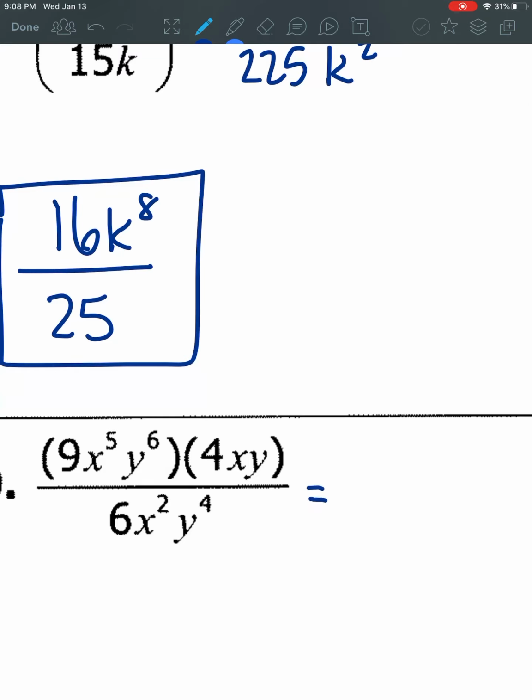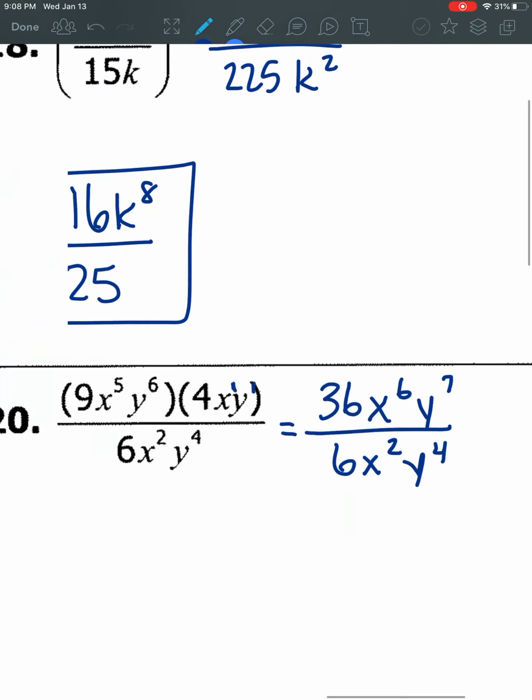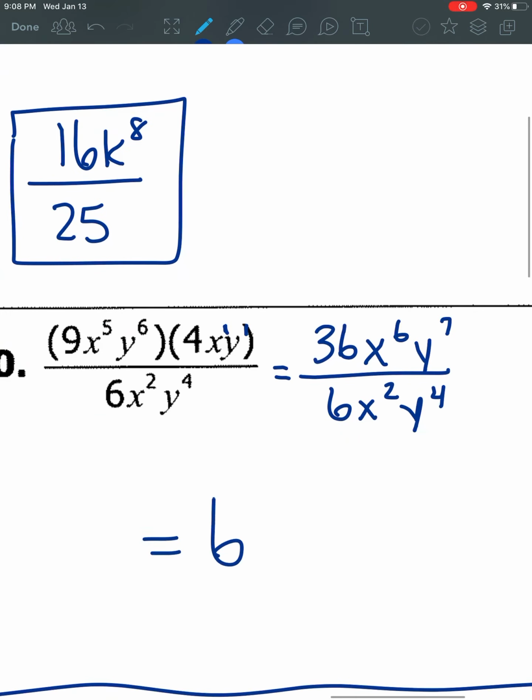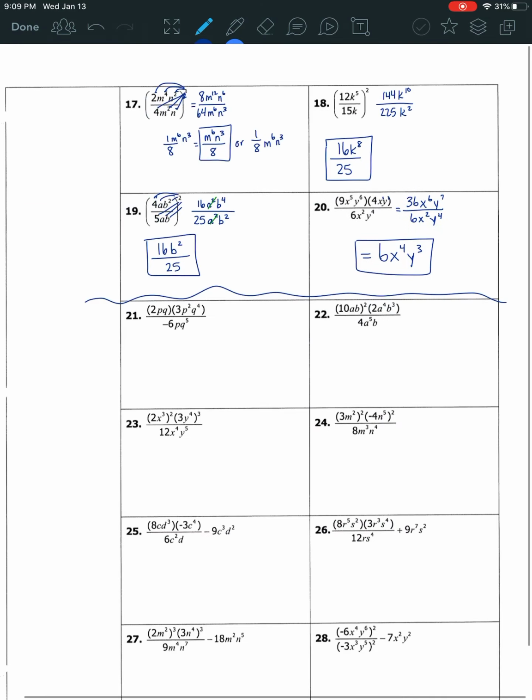And last one, now we've got some multiplication rules that we've done in the past. 9 times 4, we get 36. X to the 6th, because remember there's really one x there, and then one y, so y to the 7th. Nothing to multiply on the bottom, so then all we have to do is simplify. 36 divided by 6. Subtract your powers, 6 minus 2, and subtract your powers on your y's. So 6x to the 4th y cubed.